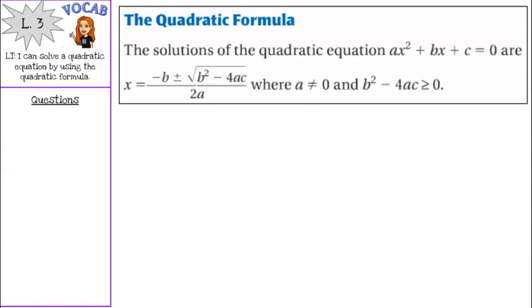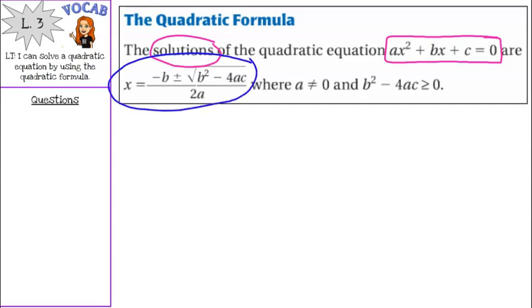Let's break that down. For our quadratic formula, the solutions, meaning our x-intercepts of the quadratic equation ax squared plus bx plus c equals 0, meaning it has to be in that standard form and it has to be set equal to 0, are, now this part is the quadratic formula.